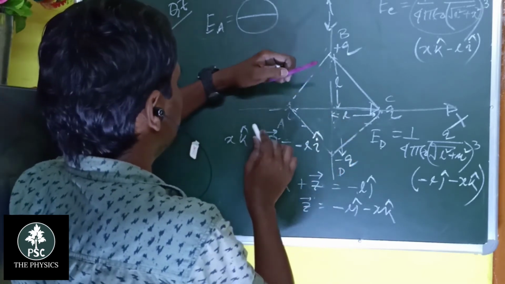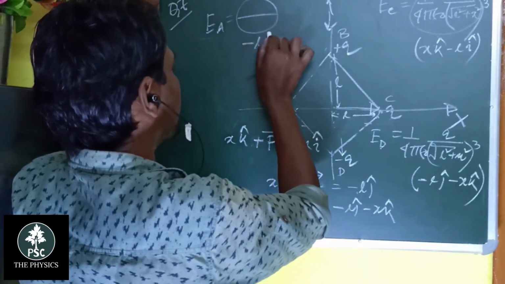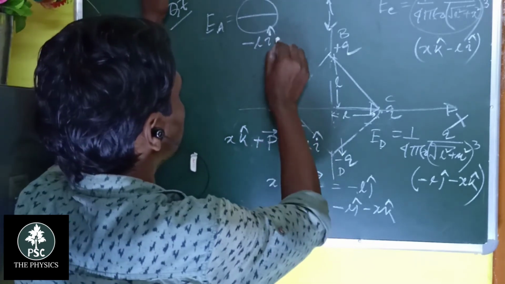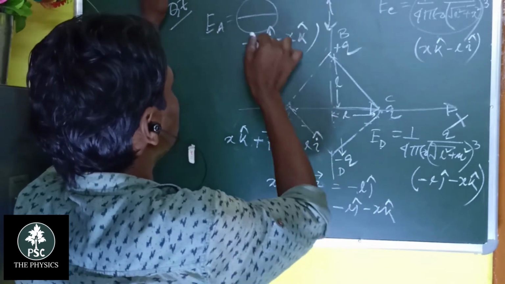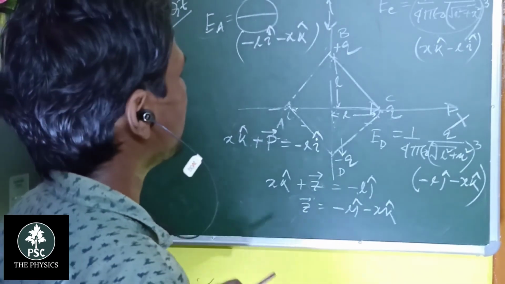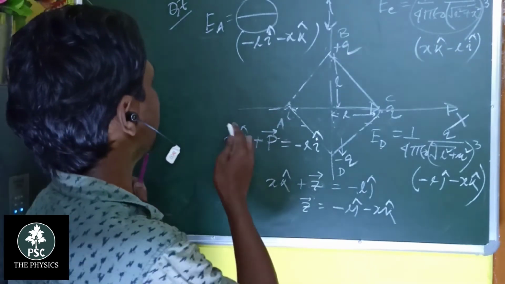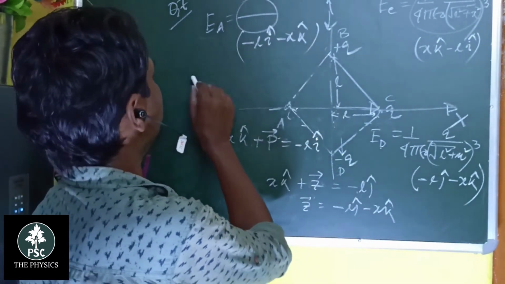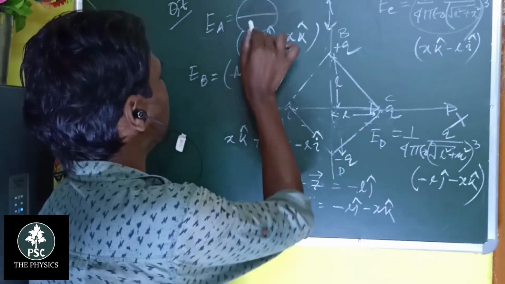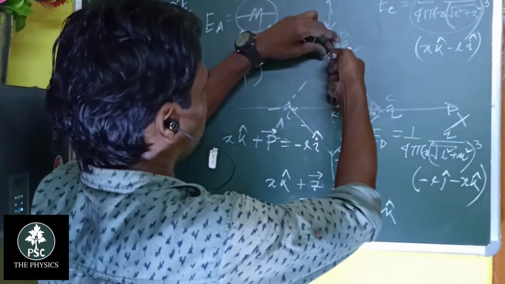So the plane vector, you can write as, the vector is minus of L I cap, and then minus of x k cap. So this is the magnitude, and then you have to write x minus of L I cap, and then minus of x k cap. And similarly EA is written, and then EB, similarly, the magnitude will remain same, and this is along this direction.